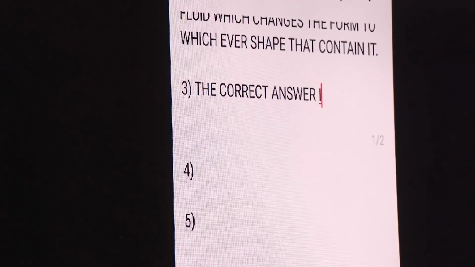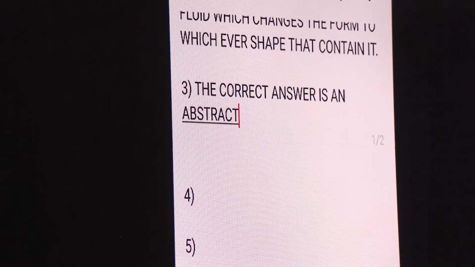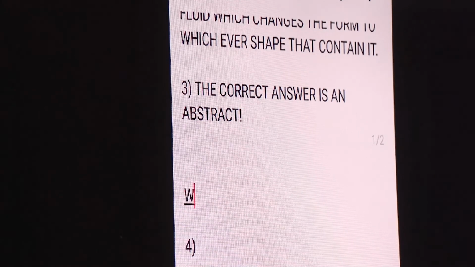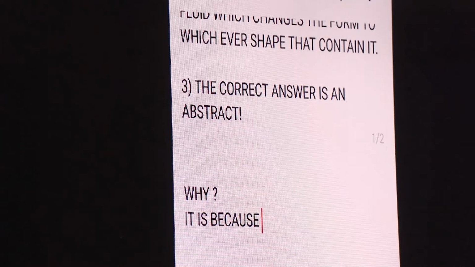I see this one: the correct answer is an extract. Okay, why extract? Why is the correct answer an extract? It is because the answer can change anytime according to the heart condition of the man at that time.